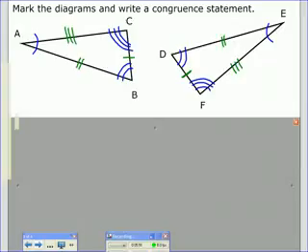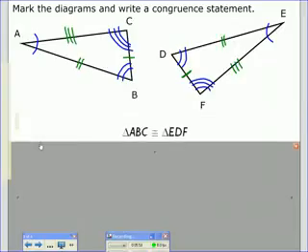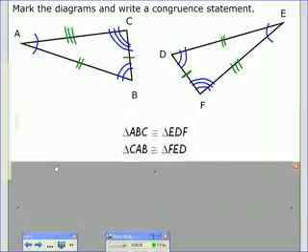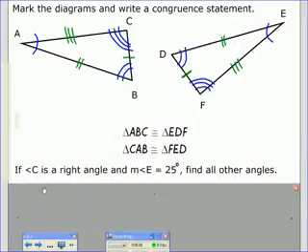So a couple ways that we could write the congruent statement for these. Our triangle ABC is congruent to triangle EDF. The corresponding angles go in the same order. If we wanted to say CAB, then we'd have to switch the other ones around: FED.